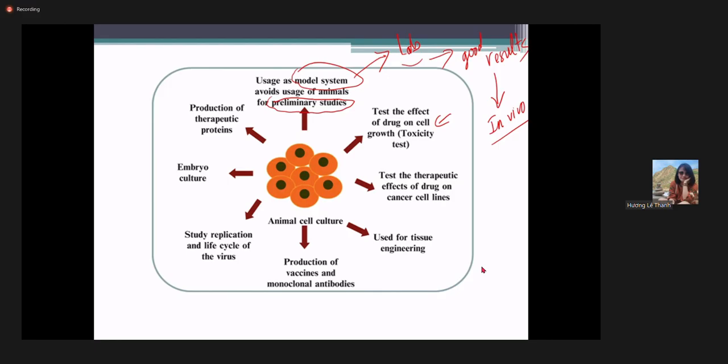We test therapeutic effects on cancer cell lines. We use it for tissue engineering. We use it for vaccines and antibodies. We study the replication cycles of viruses. Embryo culture and production of therapeutic proteins are also uses. We use animal cells for a number of purposes, and it's quite important to research, especially for drug research, because we cannot test these kinds of drugs directly on humans or directly in animals.